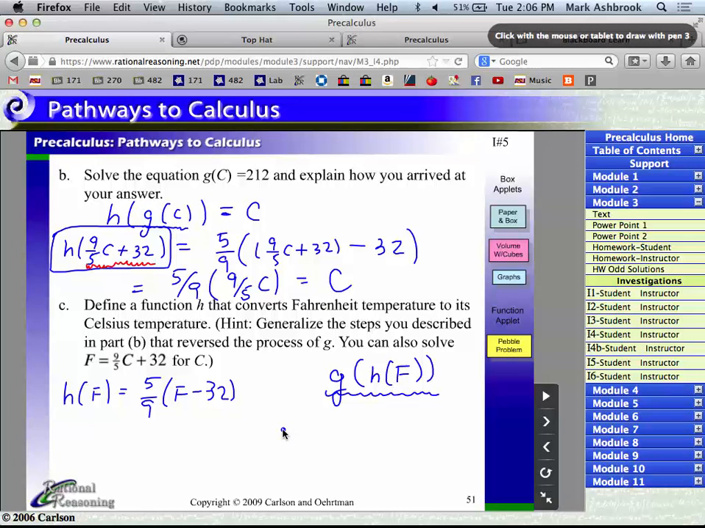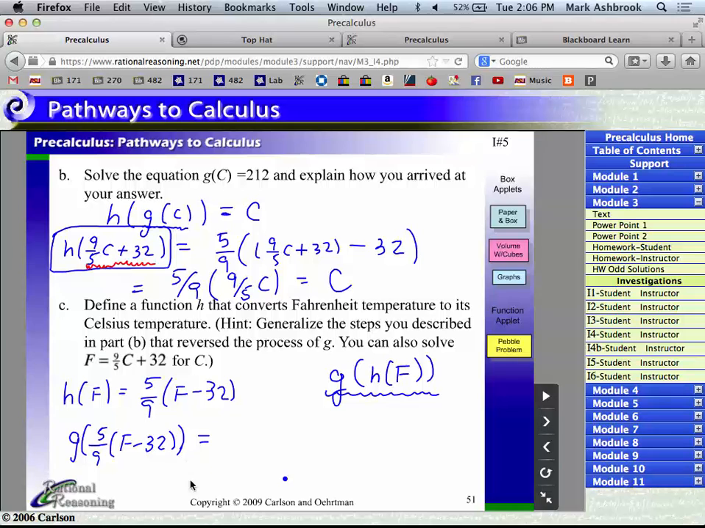I wasn't entirely sure here. Am I supposed to just write out the functions? Well, what's it telling us to do? It's telling us to input H of F into G. What is H of F? H of F is 5 over 9 multiplied by F minus 32. So we're going to put that in for G.